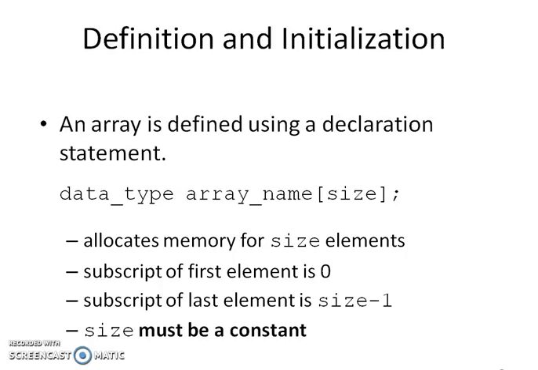Probably you have almost seen the syntax of the array. The syntax of the array is data type followed by array name and its size. It allocates memory of the size mentioned in the square braces. The subscript of the first element is 0, and the subscript of the last element is size minus 1. The number you mention in the square braces is the size of the array. Size minus 1 plus 1 equals size, because we are also counting the index 0.